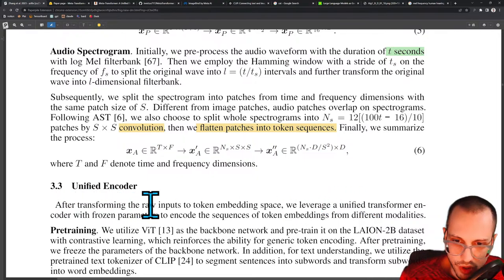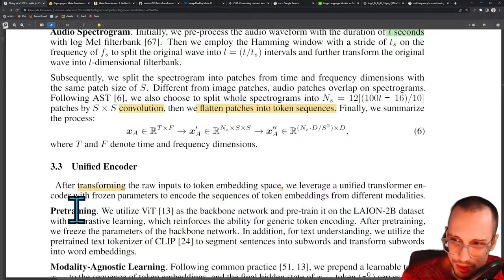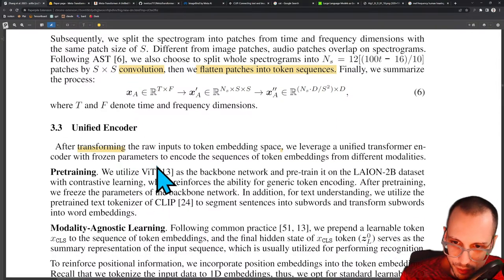After transforming the raw inputs into a token embedding space, they just keep avoiding the word encoding. We leverage a unified transformer encoder with frozen parameters to encode the sequence of token embeddings from different modalities. We utilize a VIT, vision transformer, as the backbone network and pre-train it on the Leon-2B dataset with contrastive learning, which reinforces the ability for generic token encoding.